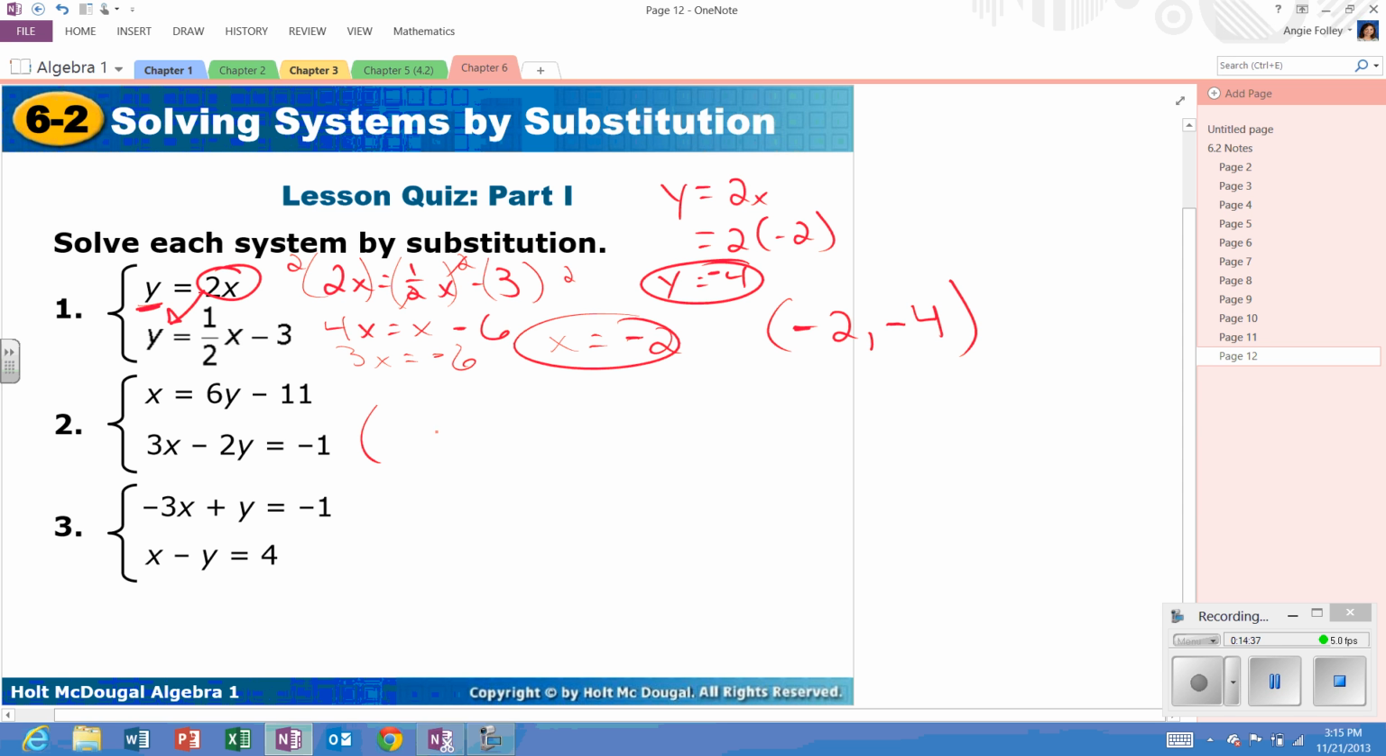For the second one, go ahead and try that. So pause it. Your solution will be 1 comma 2. And for the third one, again, make sure you try this. You'll get negative 3/2 comma negative 11/2.